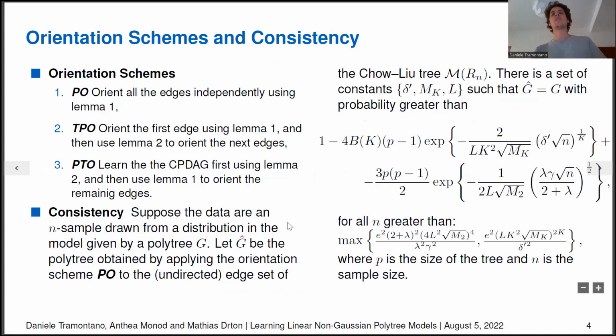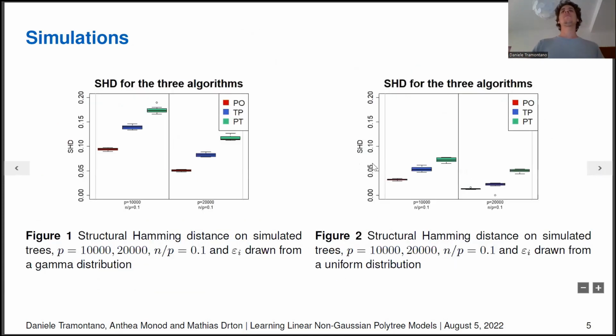We have a consistency result, but I will skip it in the interest of time. From the simulations you can see that even in the setting where the sample size grows slower than the size of the tree, you still converge to the right tree. Moreover, the algorithm that performs the best is the one that only uses pairwise orientation, and this is due to the fact that this algorithm does not allow for any kind of propagation error that you instead have when you test for independence.